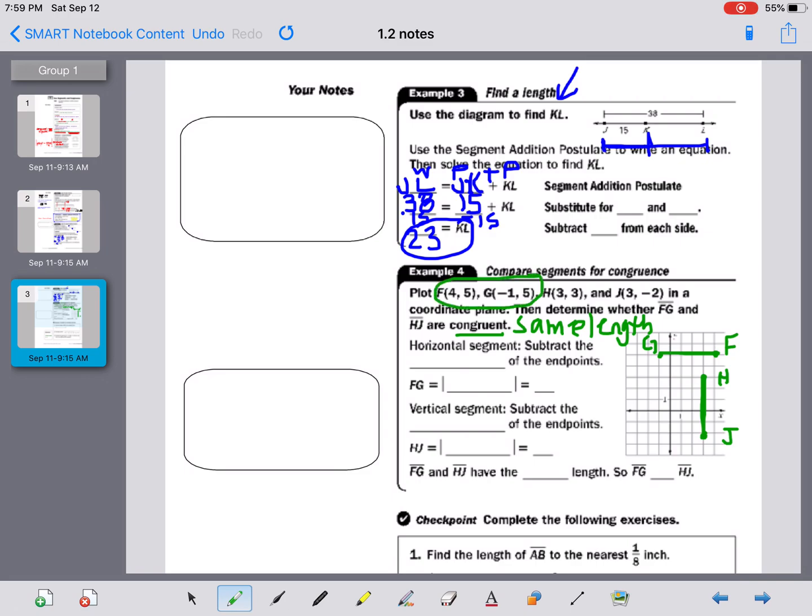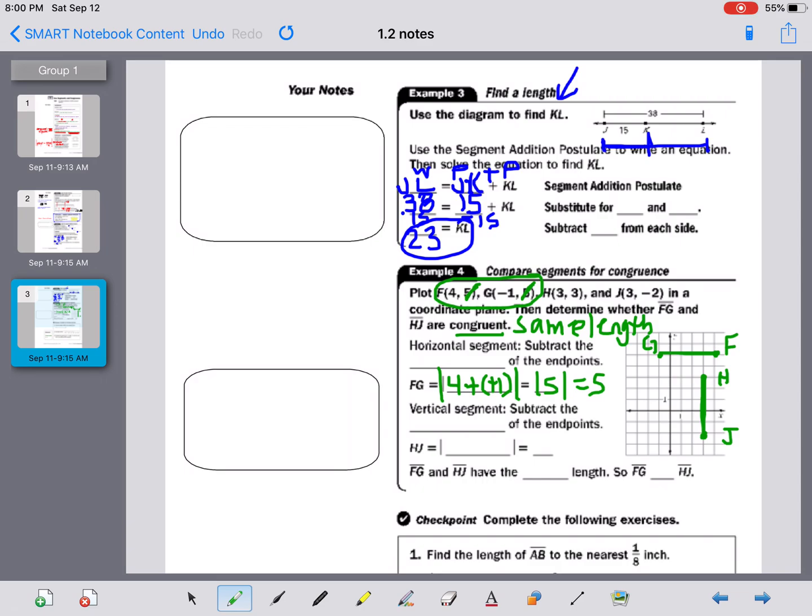Notice it was 4, 5, and -1, 5. My 5s were the same, which puts them both up here at the same height, which means they're just across from each other. So I'm going to use that rule from the ruler postulate that says take your numbers, 4 and -1, and subtract them. I do 4 minus -1, and I take the absolute value, so the minus and negative becomes plus, the absolute value of 5, which equals 5. That one has a length of 5.